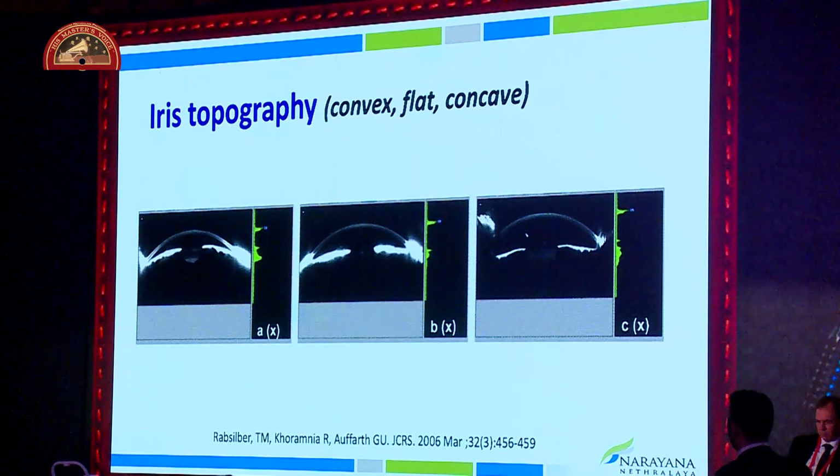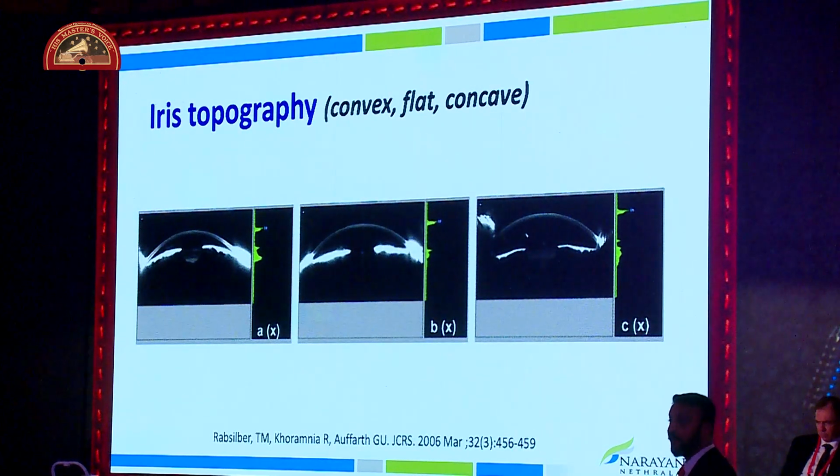Finally, when we talk about phakic IOL, is there any role of Pentacam in phakic IOL? Well, of course, we know that Pentacam is going to show you the anterior chamber depth, not only in the center, but it will also show you the iris topography, whether it's a convex iris or a flat iris or a concave iris. It's very important because what normally we trust or believe is one value of central anterior chamber depth.